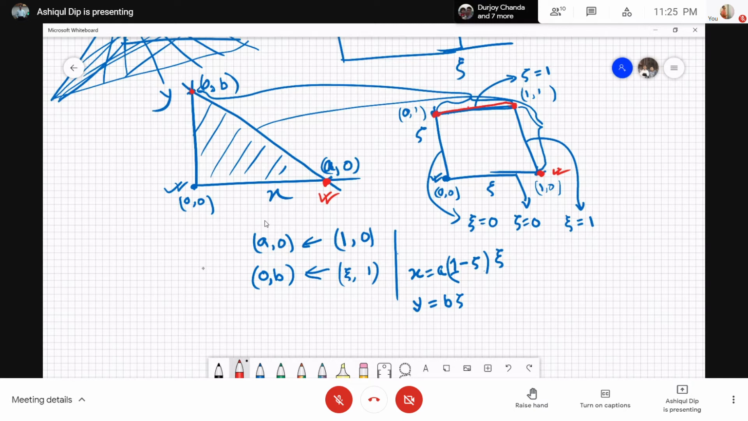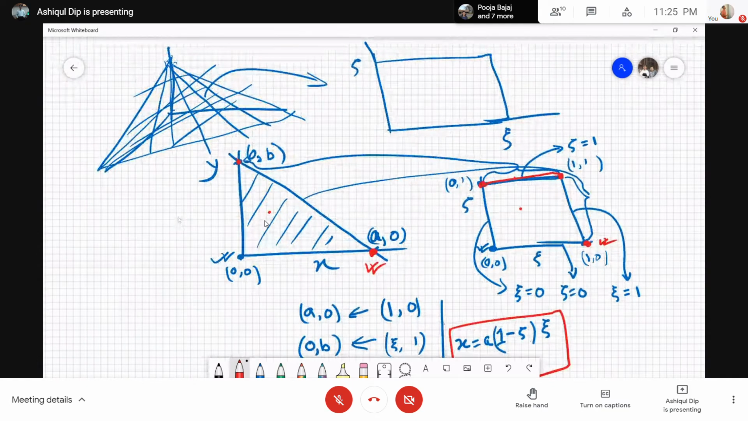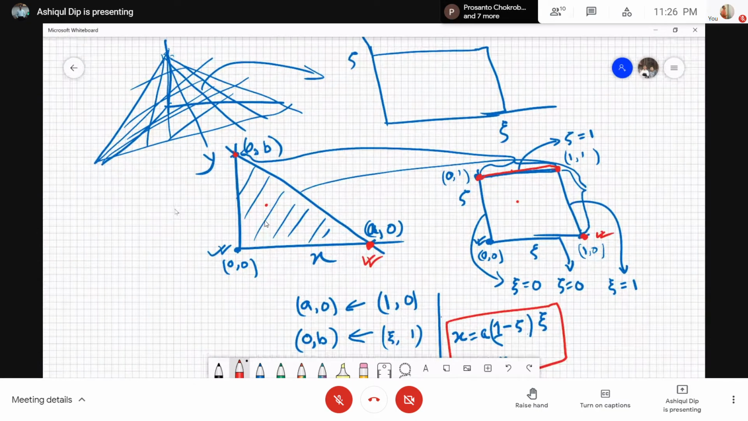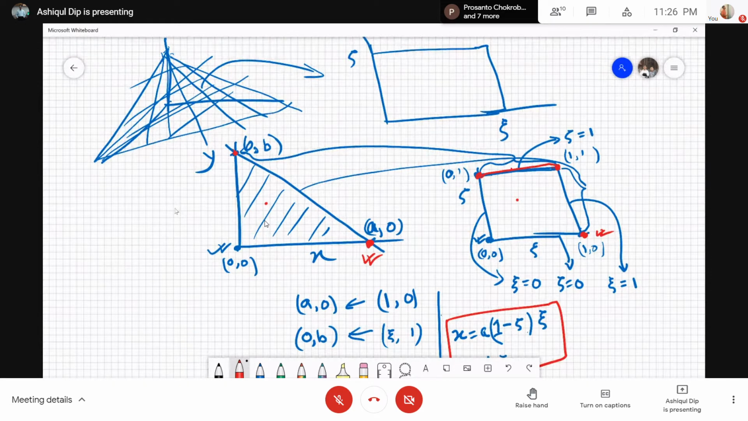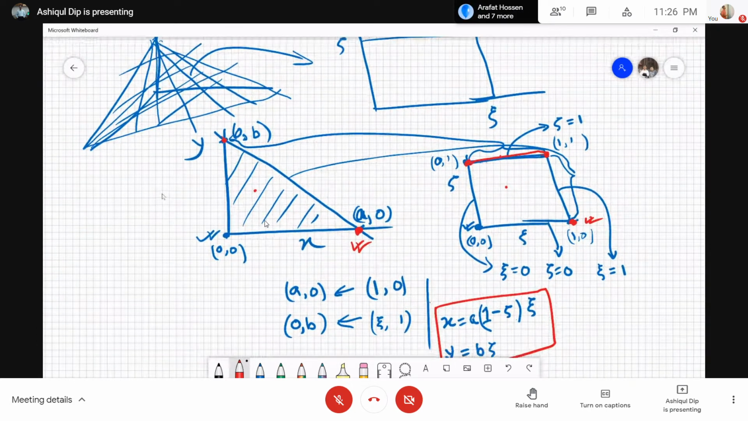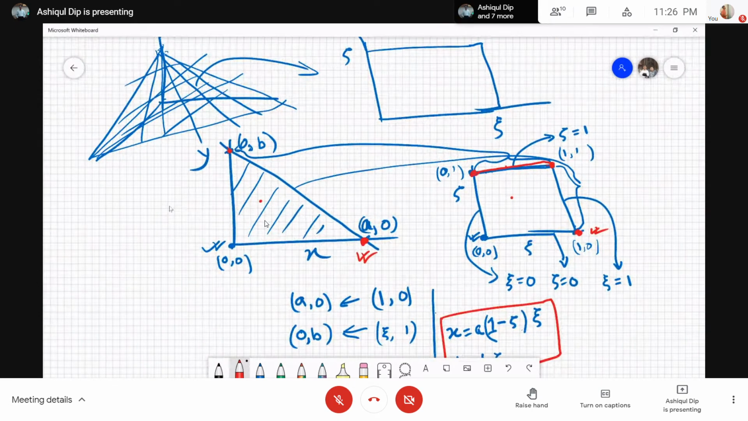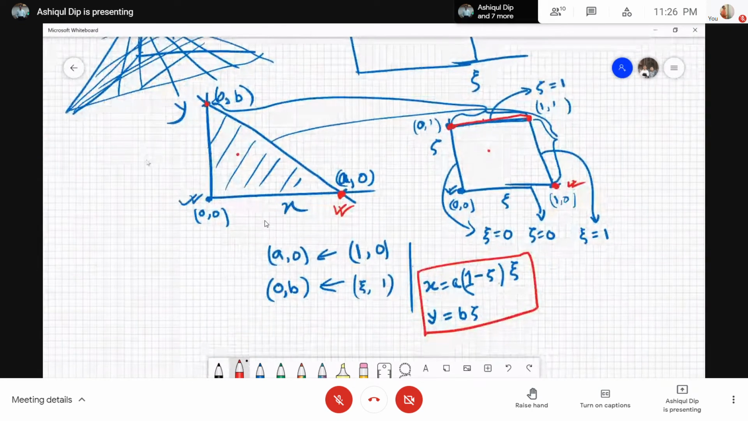So we have figured out that this transformation actually works for this triangle to this rectangular surface, right? Yeah. So we want a more general thing here. It's a little bit of generalization, not much. So what can we do here? What kind of sorcery could help us?